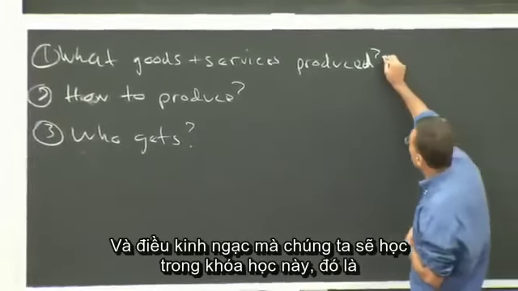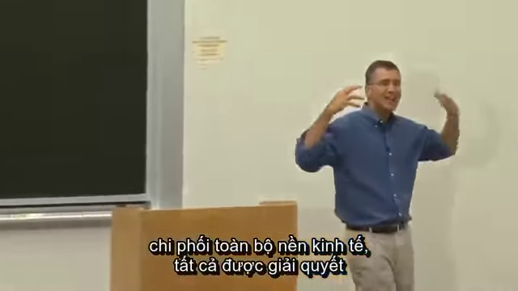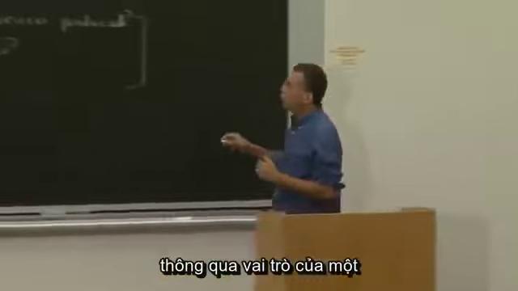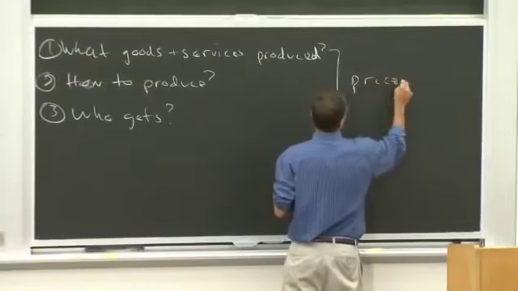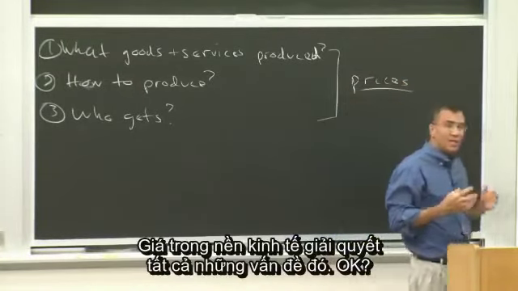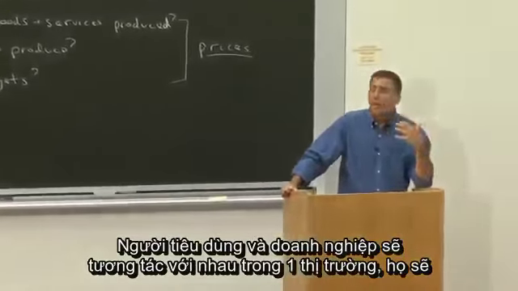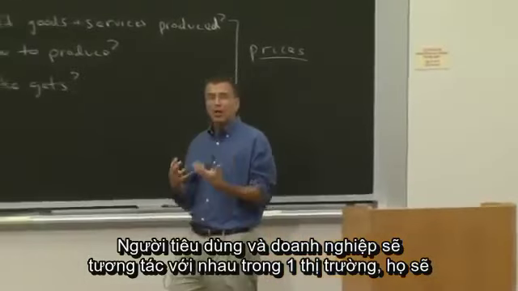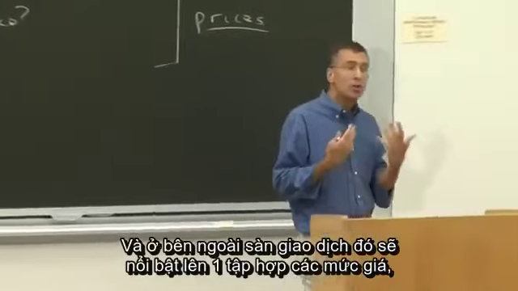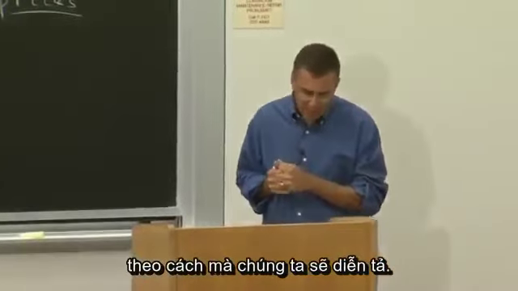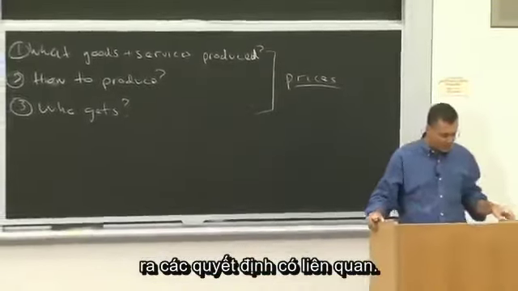And what's amazing, we'll learn in this course, is that all three of these questions, the three fundamental questions that drive our entire economy, are all solved through the role of one key state variable, which is prices. Prices in the economy will resolve all of these problems. Consumers and firms will interact in a marketplace. And out of that marketplace will emerge a set of prices in a way we'll describe. And those prices will allow firms and consumers to make the relevant decisions.